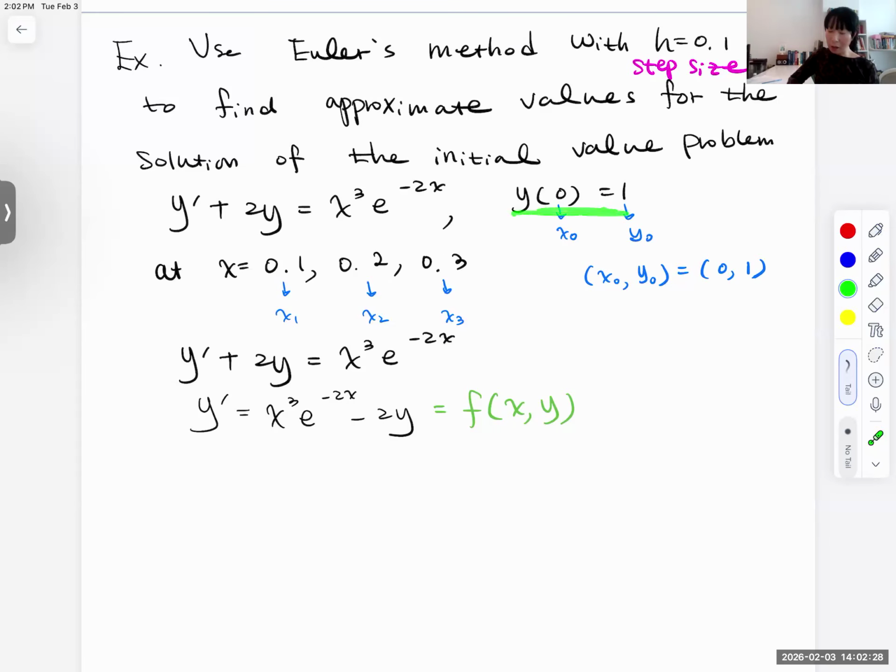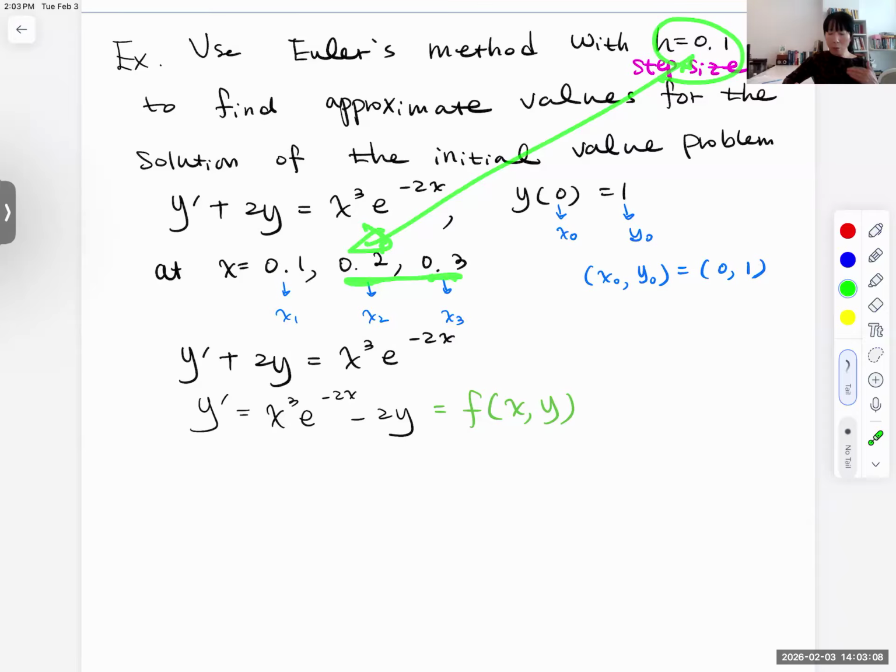Okay. So with the initial value, y of 0 equals 1 means 0 is x naught, 1 is y naught. So (x naught, y naught) equals (0, 1). It's an ordered pair expression. And this time, since the step size is 0.1, x sub 1 equals 0.1, x sub 2 equals 0.2, so it increases by 0.1 because the step size is 0.1. Make sense to you? That's how they got it.